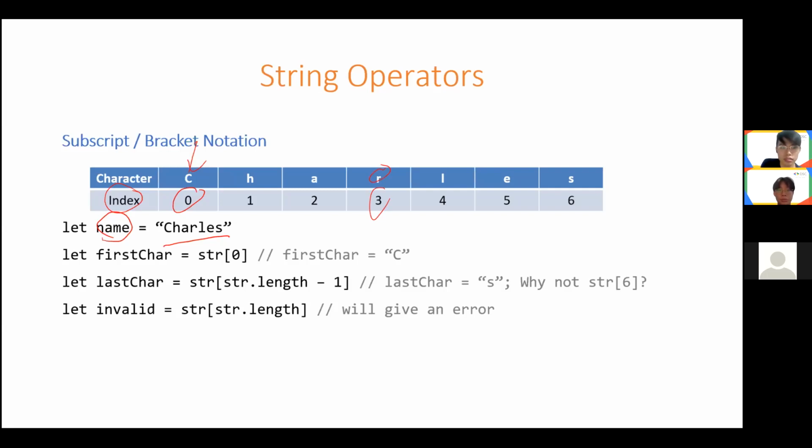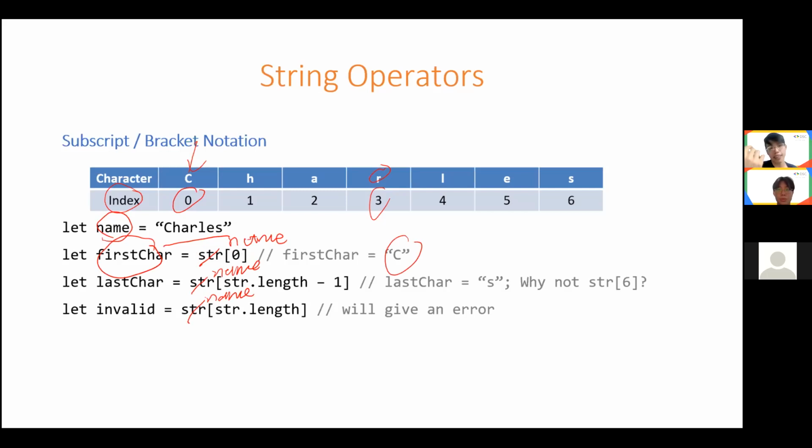How we do that is via this square bracket notation over here. Inside, we put the index that we want. Then we append this bracket notation behind the variable containing the string. Oops, sorry, these three are supposed to be named. When we do that, our first char will be equal to C because that's the first character.